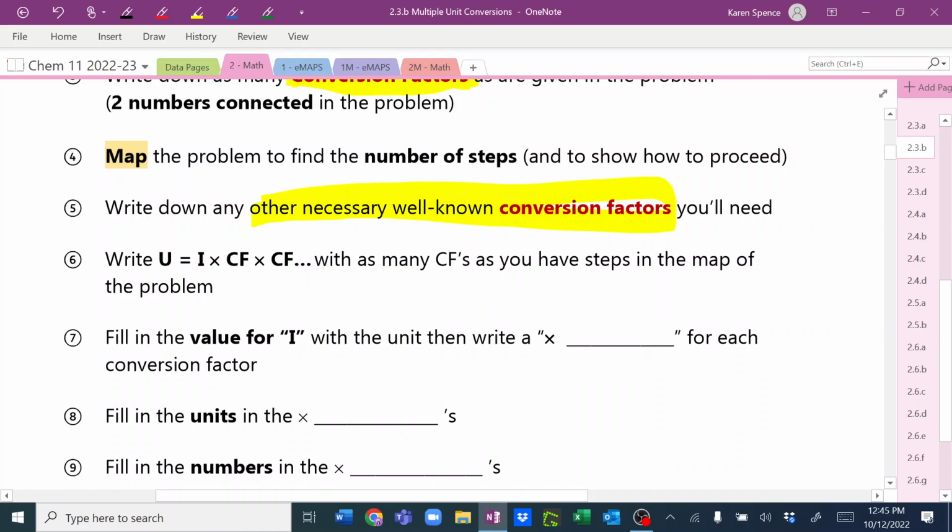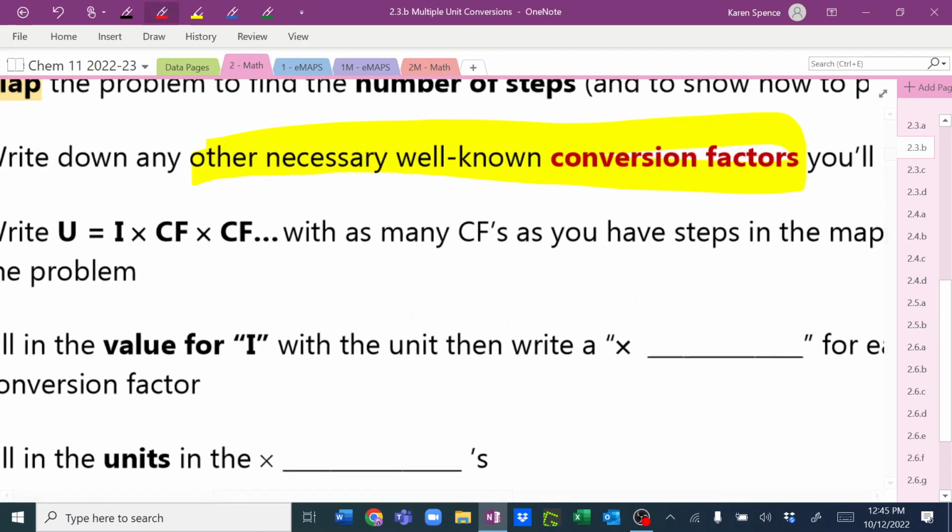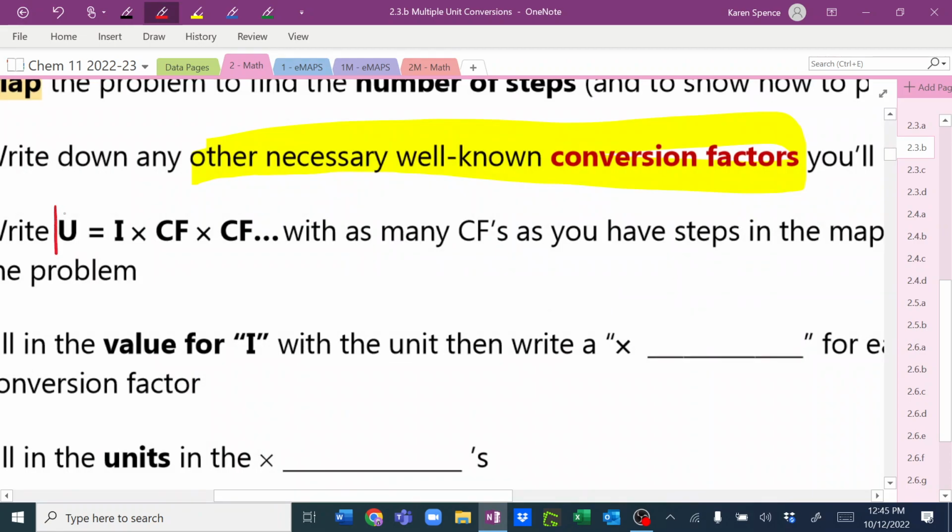And if you recall from last day, we wrote down our unknown, and then we had our initial times our conversion factor. Well, all we do now is to do multiple conversion factors. We just add them on. We just multiply by one and then multiply by a second one. If we need to do a third one or a fourth one, we can just put them all in one sentence, essentially, one mathematical sentence, okay?